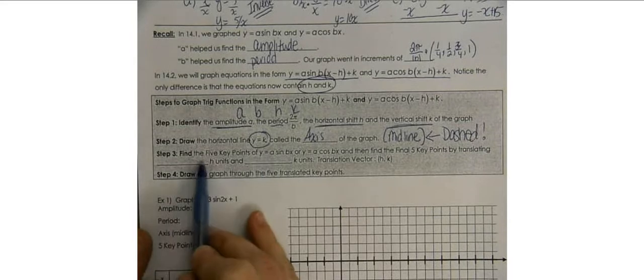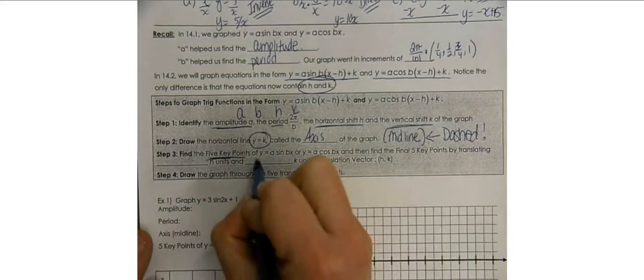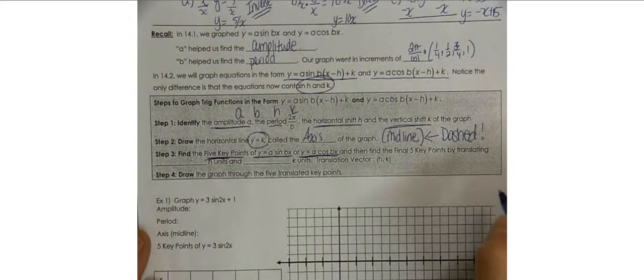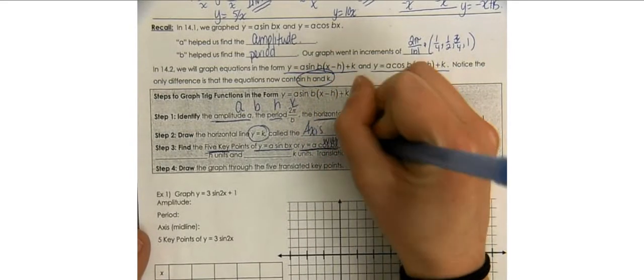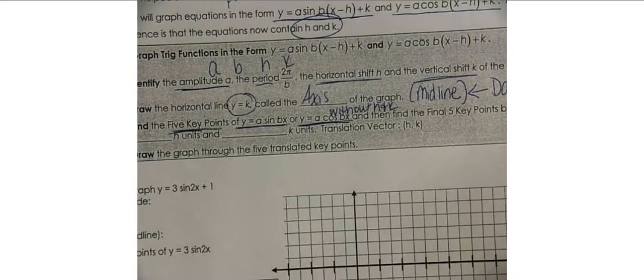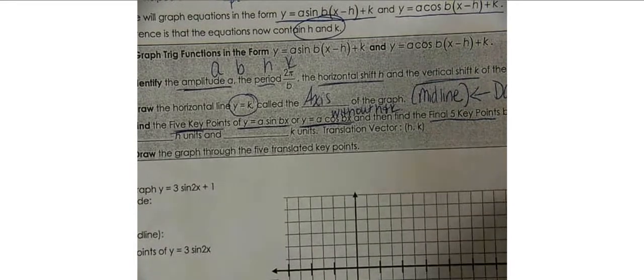Then your third step is to find your 5 key points of y equals a times the sine of bx, or y equals a times the cosine of bx. What that means is that you're going to come up with another table of values without h and k. So you're not going to have h and k with your first table. But then you're going to find your final 5 points by translating horizontally h units and vertically k units.